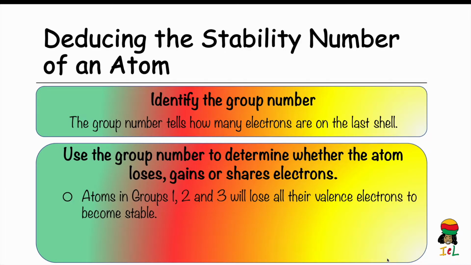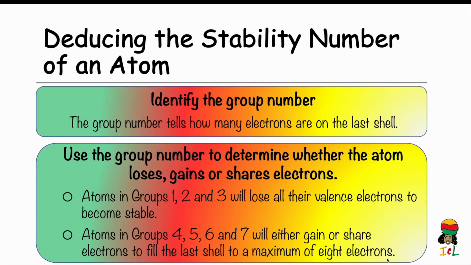Just remember that atoms in groups 1, 2, and 3 will contain 1, 2, and 3 electrons respectively. When they have less than 4 electrons on their last shell, they will lose all their valence electrons to become stable. On the other hand, atoms with 4 or more electrons, between 4 and 7, will either gain or share electrons to fill their last shell to the maximum of 8 electrons to become stable.